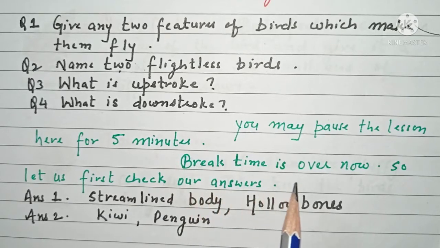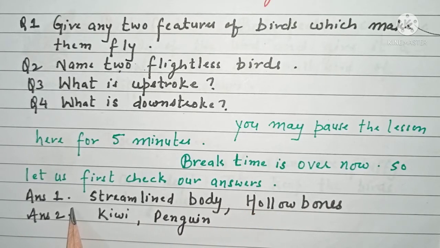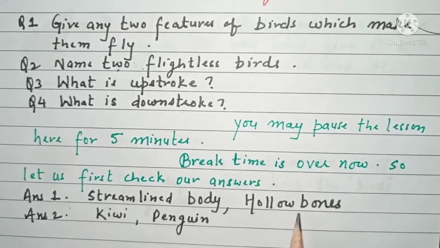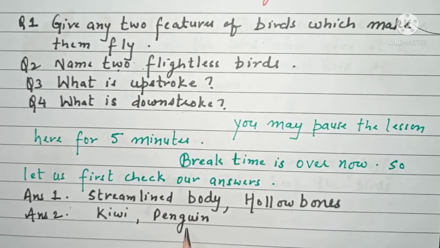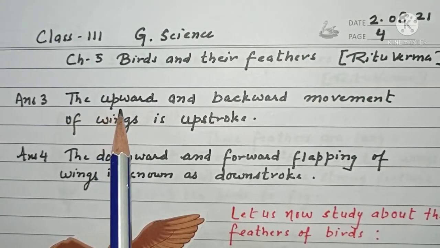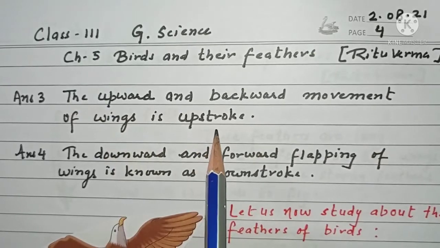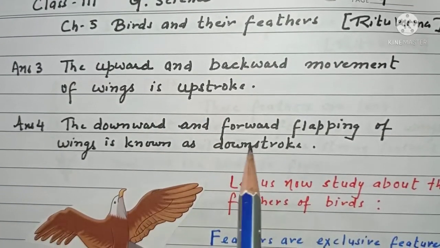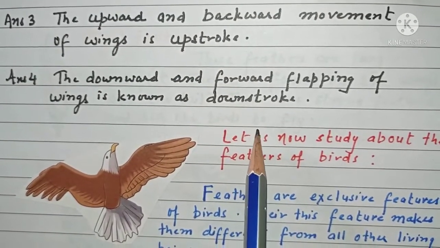The break time is over now. So let us first check our answers. Answer number 1 is, the two features are, number 1, it may be streamlined body and hollow bones. Number 2, kiwi and penguin. Answer number 3, the upward and backward movement of wings is upstroke. And answer number 4, the downward and forward flapping of wings is known as downstroke.